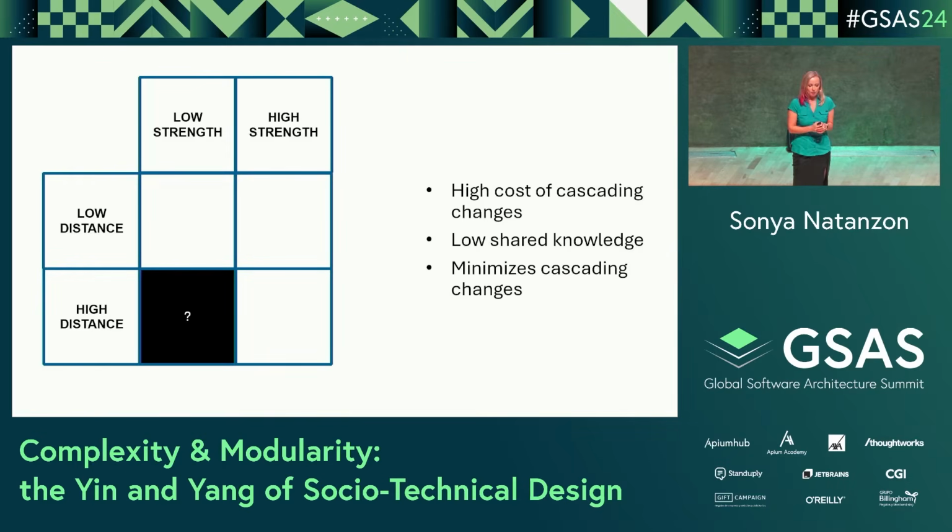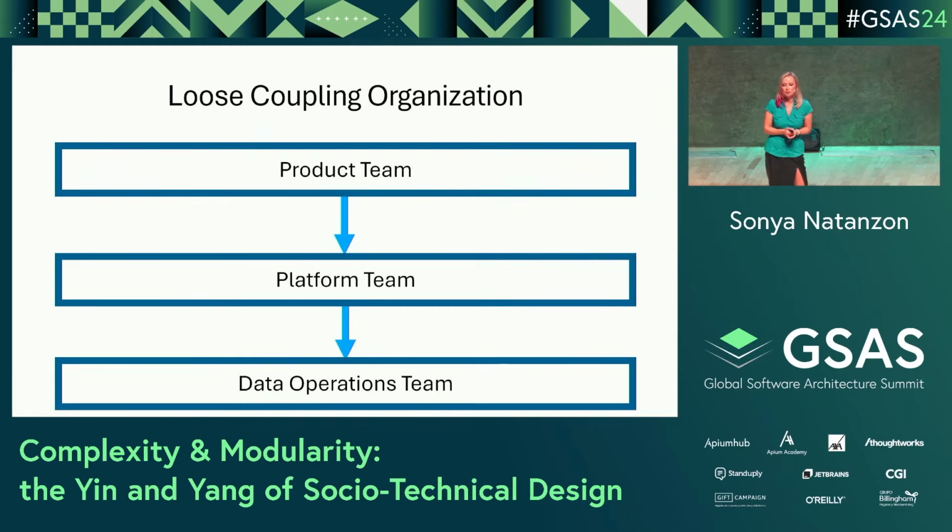Here, because we have high distance, the cost of implementing changes is going to be high. But we have low shared knowledge, so the occurrence of those frequent changes is going to be pretty rare, minimizing all of those cascading changes. This is a type of relationship that we call loose coupling. And that relationship exists in organizations too.